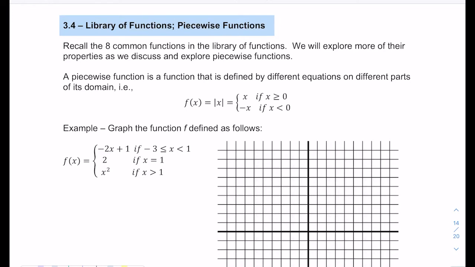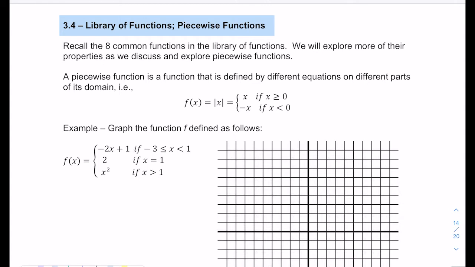Hey everyone, welcome back. Today we're going to look at the library of functions and we're going to apply that to piecewise functions. So I had asked you all to make sure you knew the 8 common graphs, which I'm assuming you will, and also know their domains and ranges. And we're going to apply that to piecewise functions.